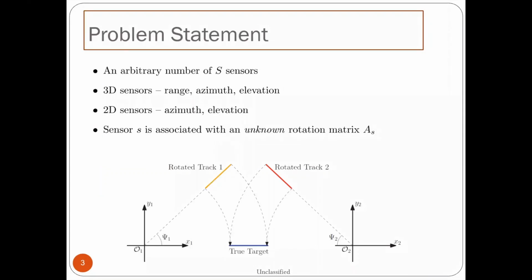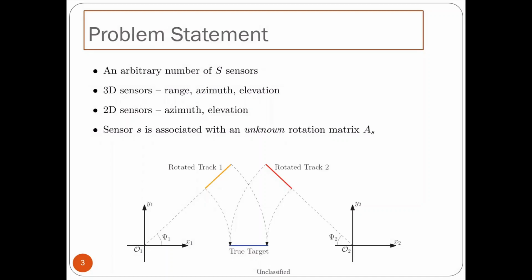So we are dealing with the problem of sensor registration, and we consider a set of S sensors, which may be either 3 or 2-dimensional. In the former case, the sensors deliver range, azimuth, and elevation information, while in the second case, the sensors deliver only azimuth and elevation data. Each sensor is assumed to be associated with an unknown rotation matrix AS, such that any vector represented in the coordinate system of that sensor is rotated by that matrix.